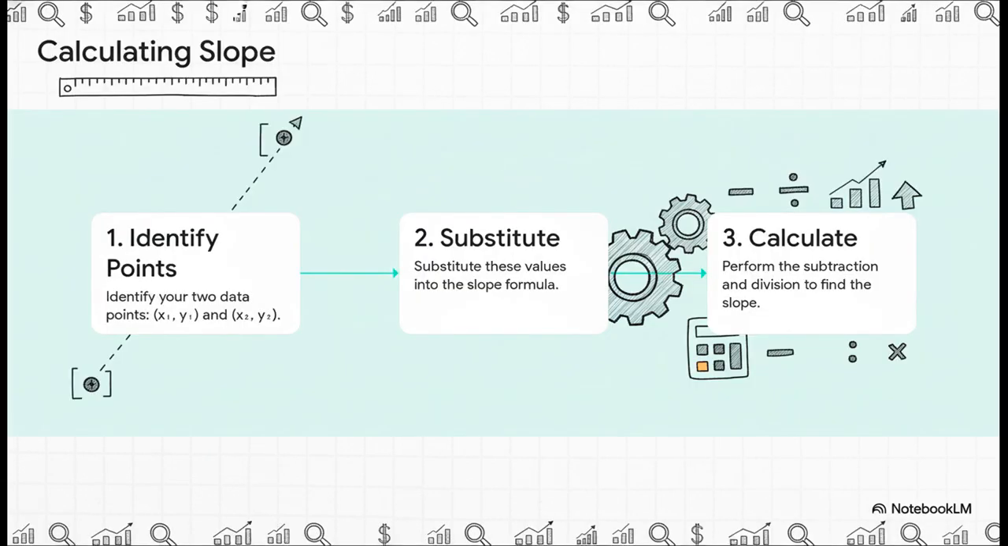And the good news is it's a very simple 3-step process. First, you identify and label your points. And I can't stress this enough. This organizational step is crucial. Most of the mistakes I see happen right here, just from mixing up the numbers. Second, you carefully substitute those values into the formula. And third, you do the arithmetic. It really is a manageable procedure. So let's try one together.